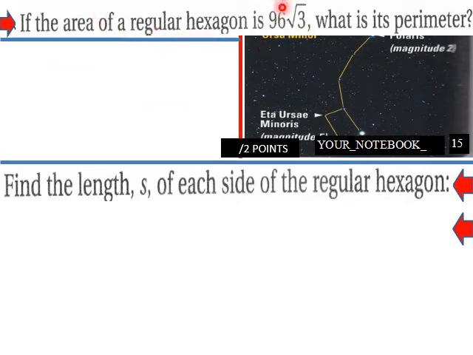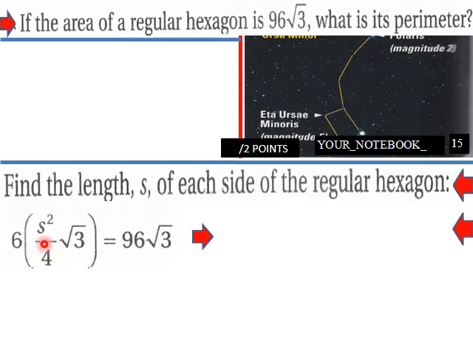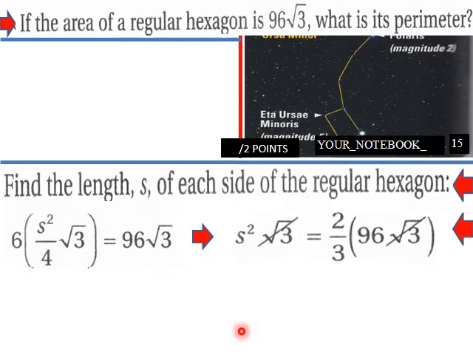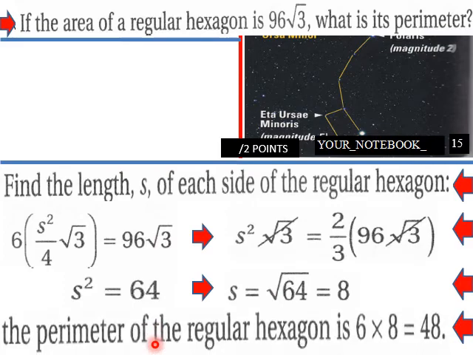If the area of a regular hexagon is 96 times square root of 3, what is its perimeter? So we have this situation here equals 96 square root of 3. We're going to solve here for s. We need to know the side length. S squared equals 64, so s would equal 8. So the perimeter of a regular hexagon would be 48.